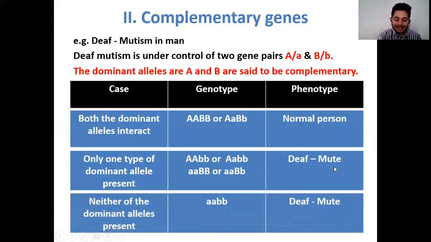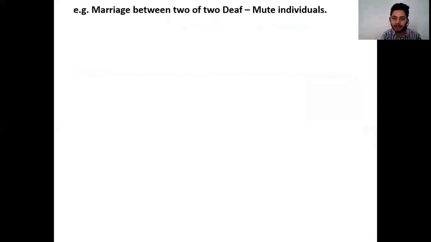Now the third case is where neither A nor B is present. For example, the double recessive homozygous genotype, where neither capital A nor capital B is present. Definitely the individual is going to be deaf mute. So it was pretty simple to understand. Now let us see what happens if two such deaf mute individuals marry each other.